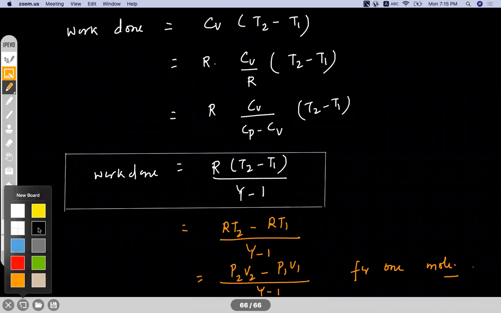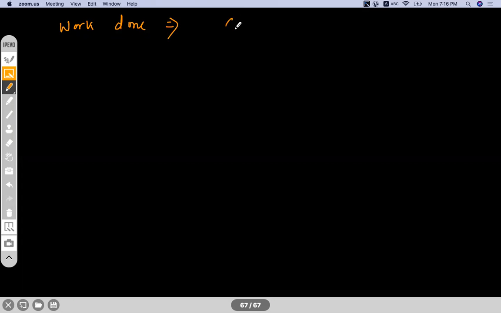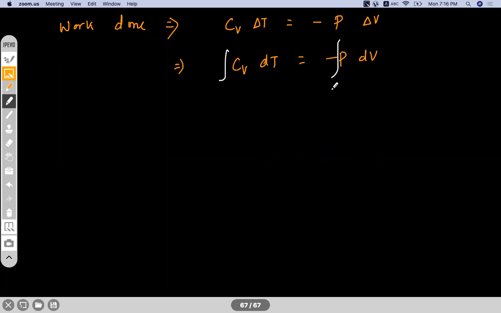Okay. Now you see one relation for adiabatic process. We have work done equal to Cv delta T is equal to minus P delta V. Both are work done only, so we can equate. For a very small change, we can write Cv dT is equal to minus P dV. So if you integrate this, what we can write? Integration of Cv dT is equal to negative of P, which is RT by V dV, considering n equal to 1 mole.